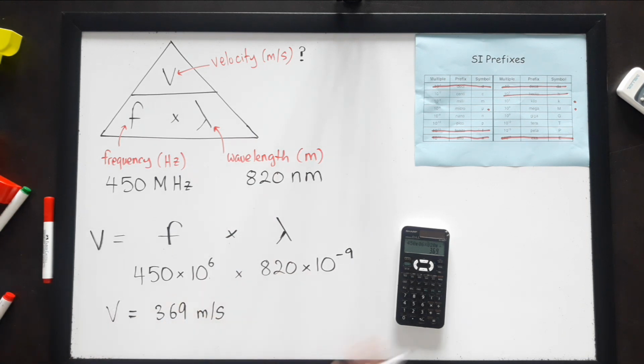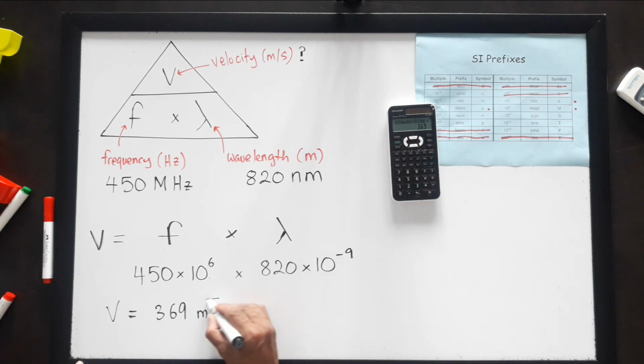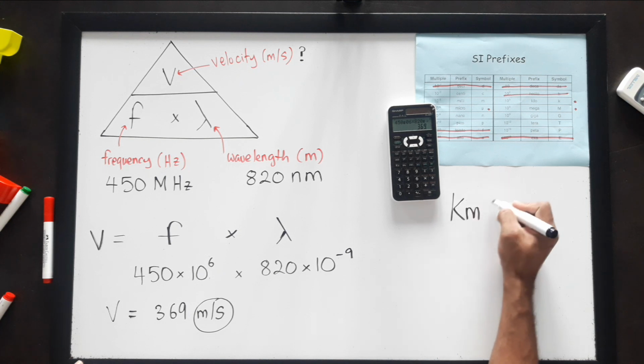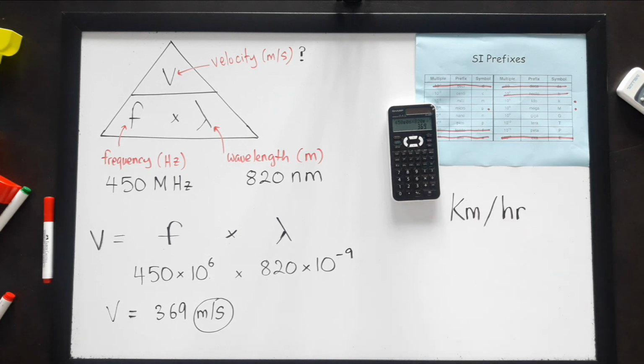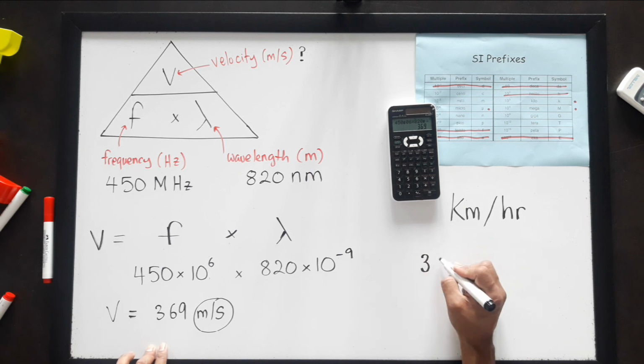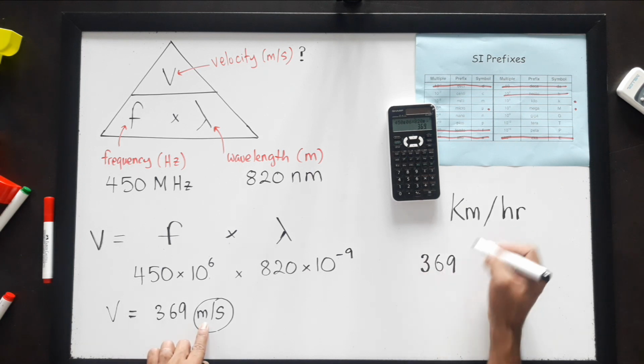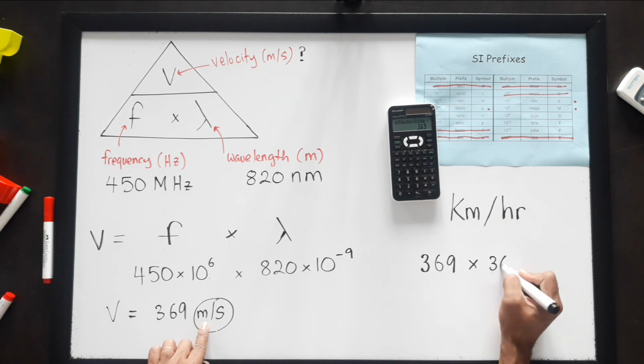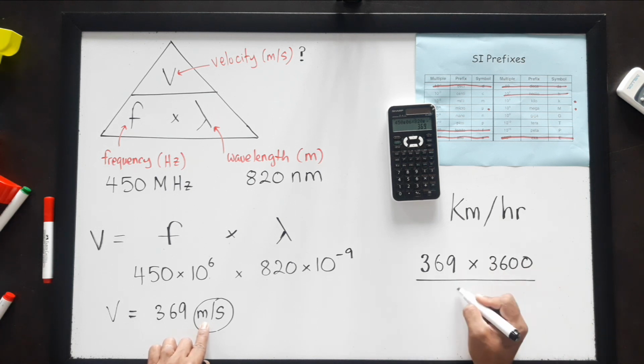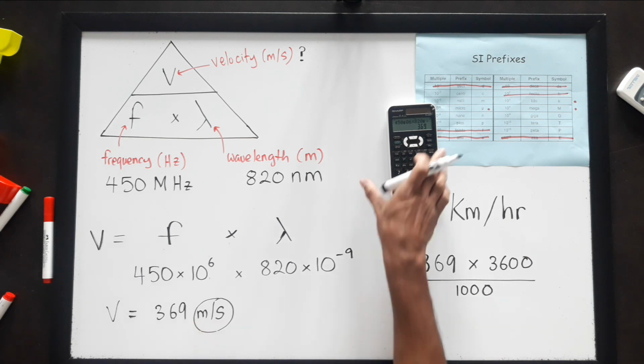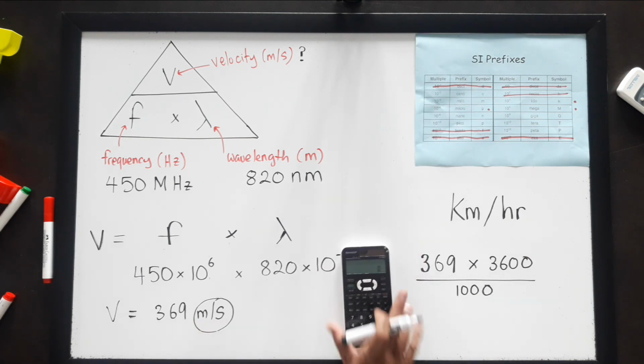But let's just say that the examiner said that he did not want the answer in meters per second. Let's say he wanted the answer for velocity in kilometers per hour. You already know from a little previously how to convert meters per second to kilometers per hour. So how would you convert this to kilometers per hour? To convert meters per second to kilometers per hour, you multiply by 3,600 and then divide it by 1,000. That's if he wanted it in kilometers per hour.